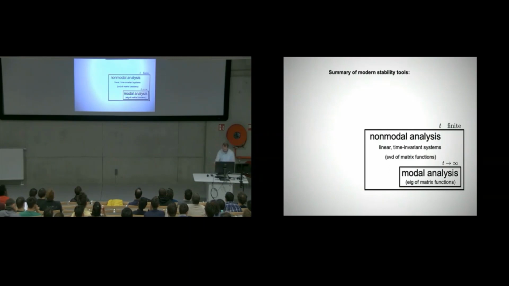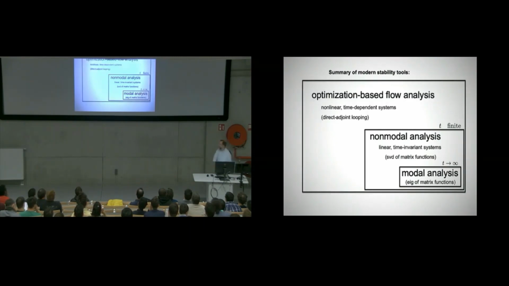But the best generalization is to let go of almost everything and go optimization based with that direct adjoint looping. Then you have finite time, you can handle nonlinear equations and time-dependent systems with the tool of choice, which is that direct adjoint looping. And I'm not saying this doesn't take more effort. Sure, the derivation of the adjoint, all these implementation things, the checkpointing, all that costs a little extra, but you get so much more out of it. The modal analysis is more or less useless information if you have a complex flow.